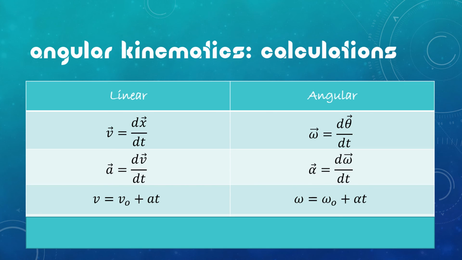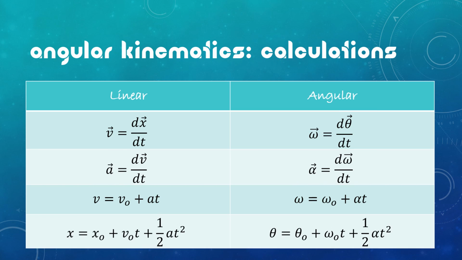Then we moved into some kinematics equations that we can use when we have a constant acceleration. Here's one example: the final velocity equals the initial velocity plus acceleration times time. I've left the vector symbols out of this equation to mimic what you see on your equation sheet. We have that exact same kinematics equation for angular motion as well. The final angular velocity equals the initial angular velocity plus the angular acceleration times time.